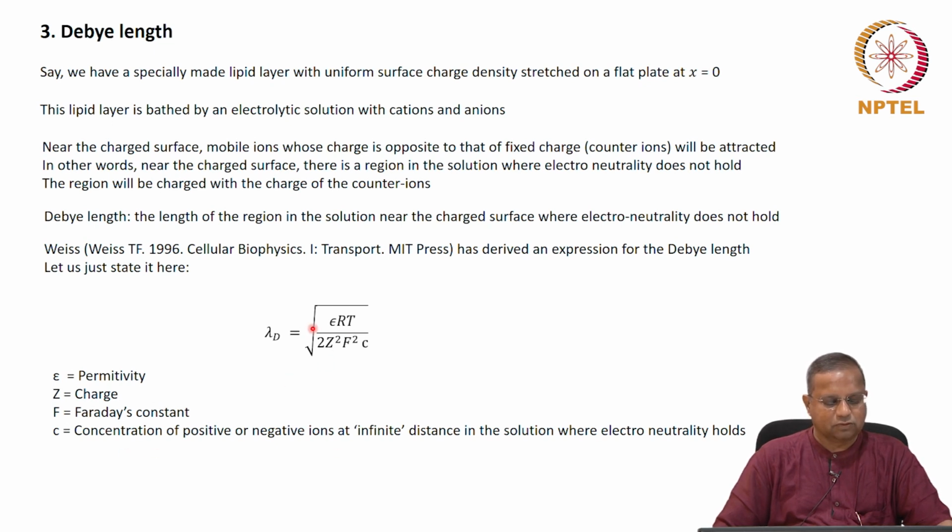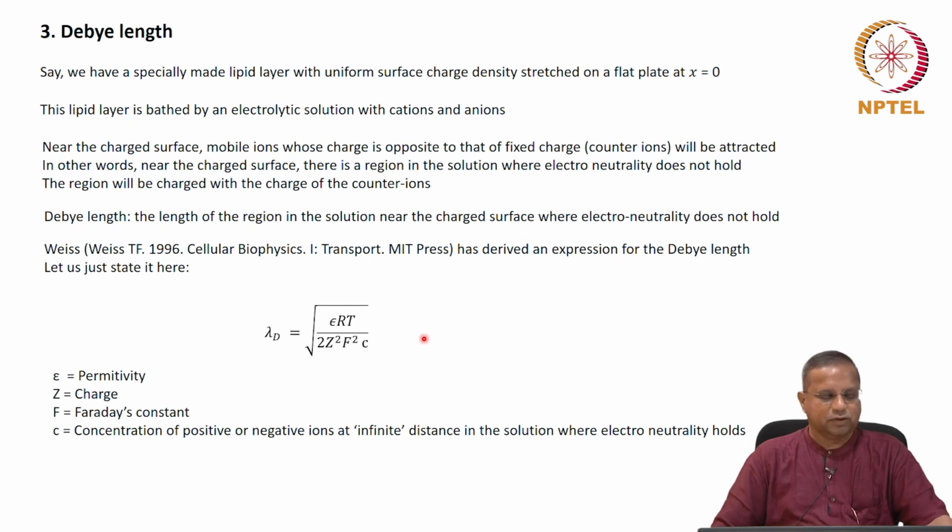So, epsilon, R gas constant, T temperature, z the charge, F squared, Faraday's constant squared, and c is the concentration of positive or negative ions at infinite distance in the solution where electron neutrality holds. This is an important parameter used in a lot of design measurements and so on and so forth. So you need to know about this, about ions in solution.